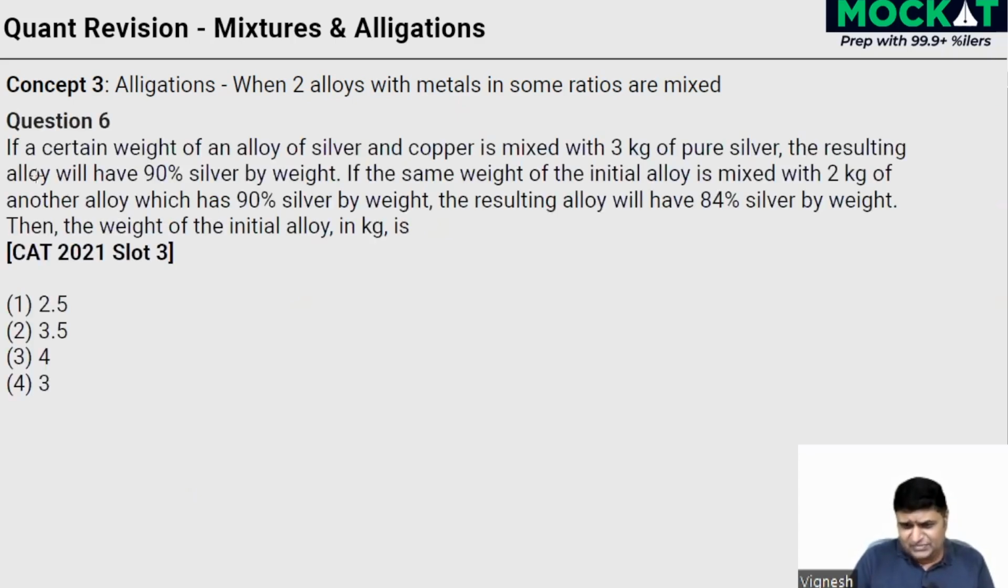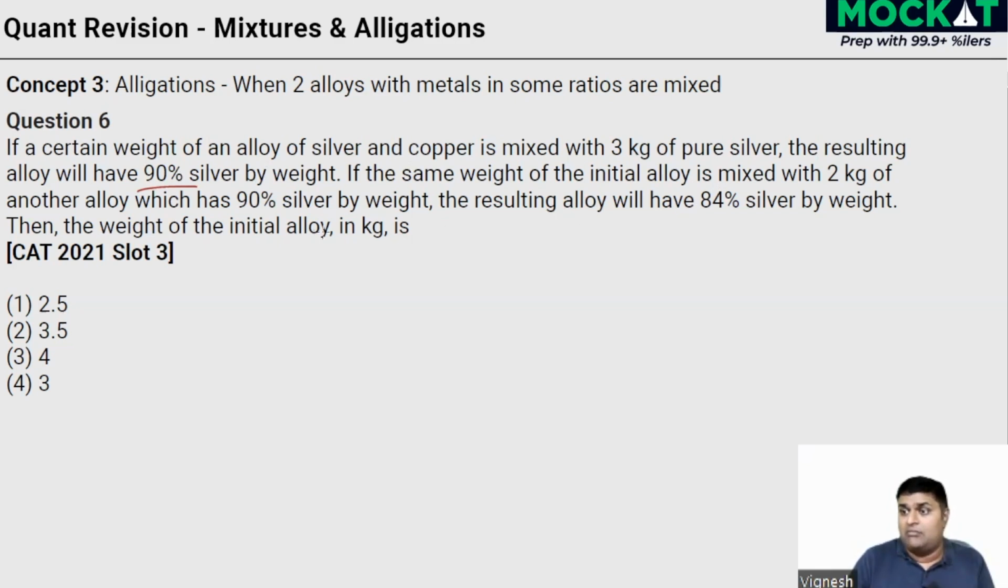So the first one, quite different actually, the way we'll be solving this, I think. If a certain weight of an alloy of silver and copper is mixed with 3 kg of pure silver, you already have an alloy of silver and copper, 3 kg of pure silver, the resulting alloy will have 90% silver by weight. If the same weight of the initial alloy is mixed with 2 kg of another alloy which has 90% silver by weight, the resulting alloy will have 84% silver by weight. The weight of the initial alloy in kgs is going to be what, right? So the initial alloy over here, what is that going to be?